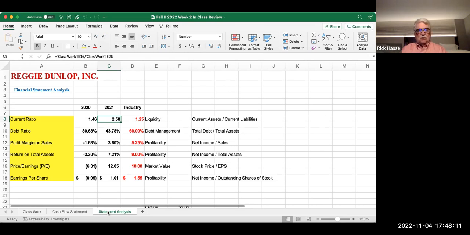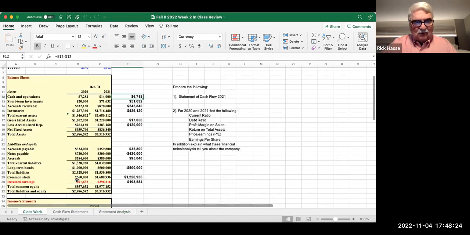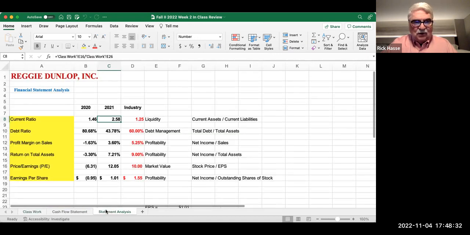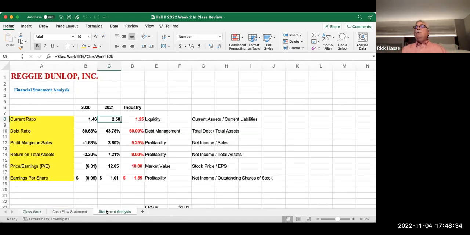The next ratio or instrument is called debt ratio. It's the debt management of the company, the relationship of total debt to the assets of the company. Very important number. In this case, the total debt is $1,539,000. Divide that into the asset base of $3,516,000. You get a debt ratio of roughly 44% for this business. Notice the industry average is 60%. But also notice that the company's debt ratio in the prior year was almost 81%. And why did that go down dramatically?